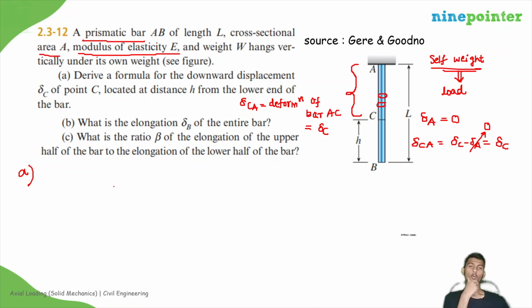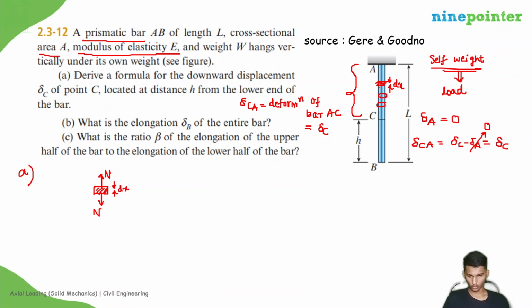So let us go and find out for A. Now we need to know what the load is. It is self weight, so the load is changing throughout the bar. So it is a varying load case. You need to consider a small element over here. So let us consider a dx element. So this is the element. The length is dx and it is acted upon by a force. Let us assume it is tensile.